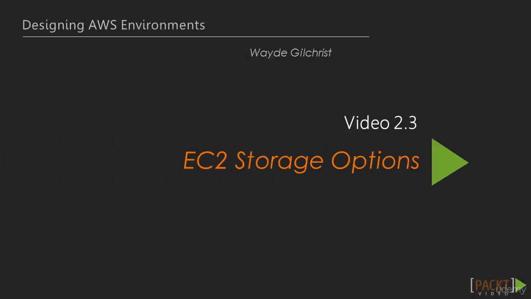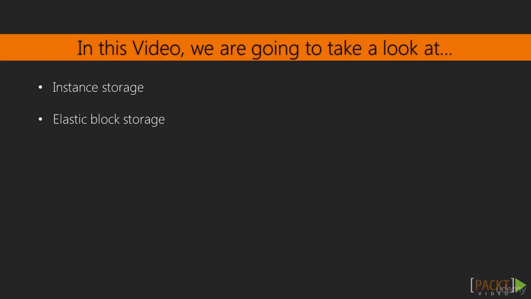In the previous video, we looked at the available instance types. In this video, we're going to look at the options for file system storage for our instance. We cover the available options that include local instance storage and network attached elastic block storage.